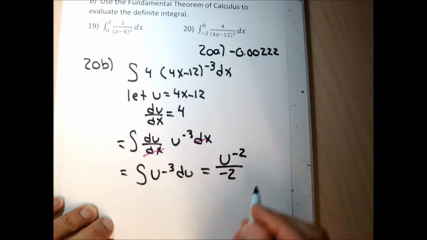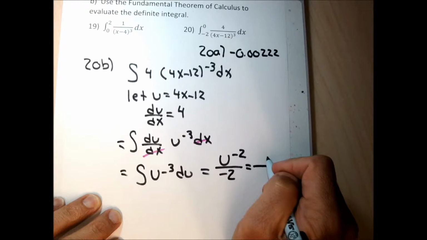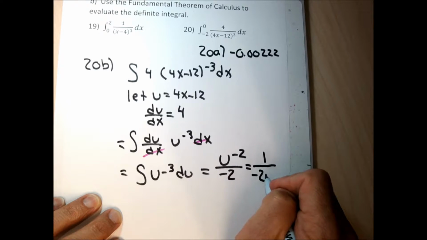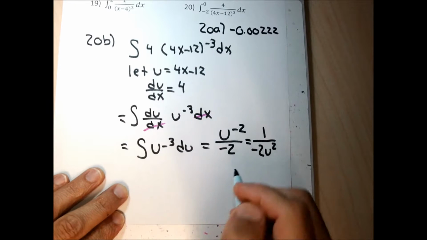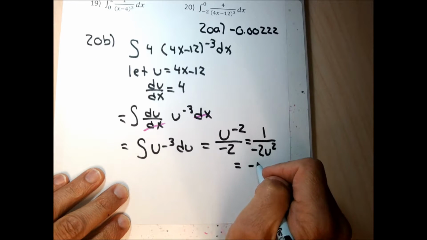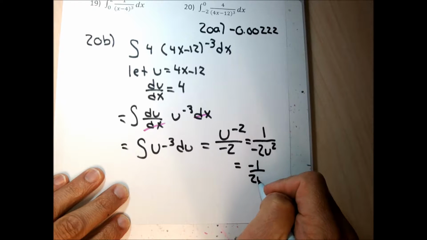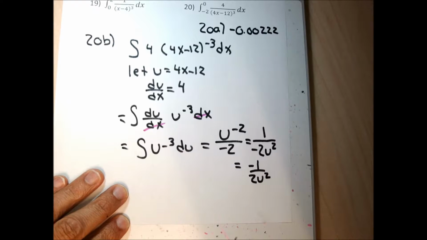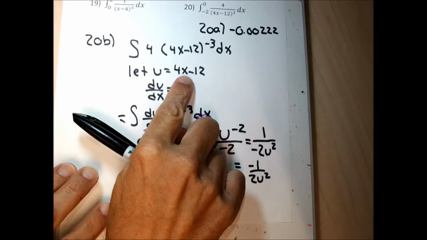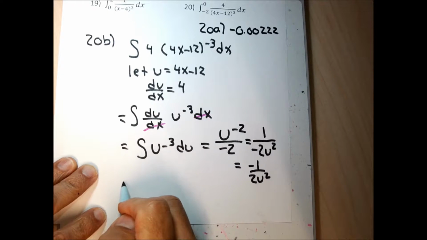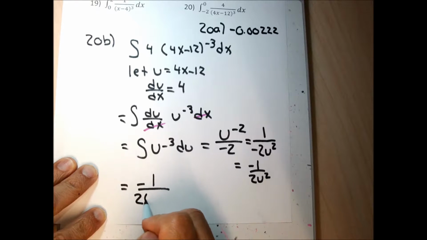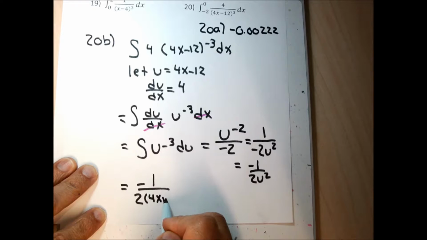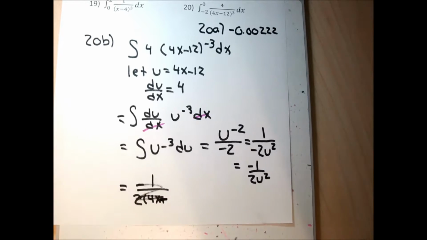I'm going to clean this up by moving the u down to the denominator. I'll leave a 1 in the numerator. That gives me -1 over 2u squared. And that negative, because there's only a monomial in the denominator, can be bumped up to the numerator. So that's the antiderivative, with a u. I need to change the u to 4x minus 12. So this integral is going to be -1 over 2 times 4x minus 12.